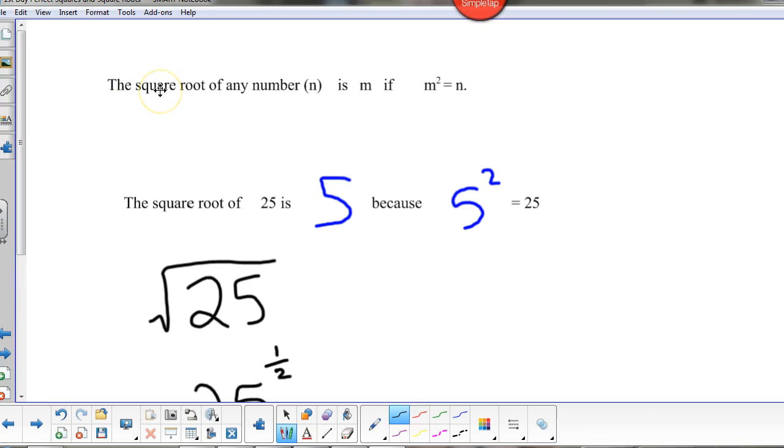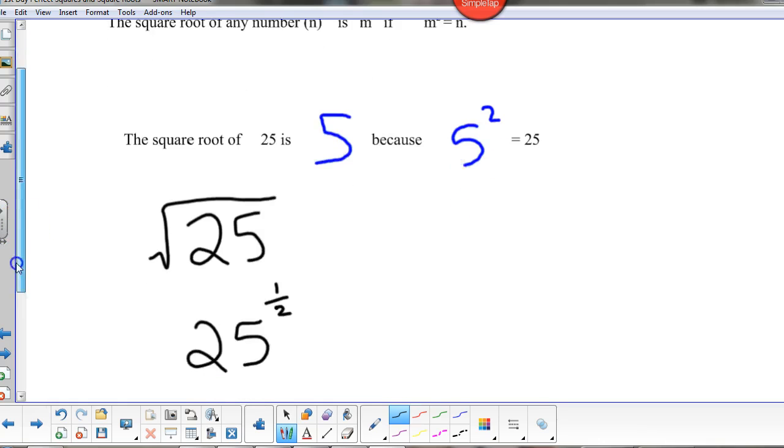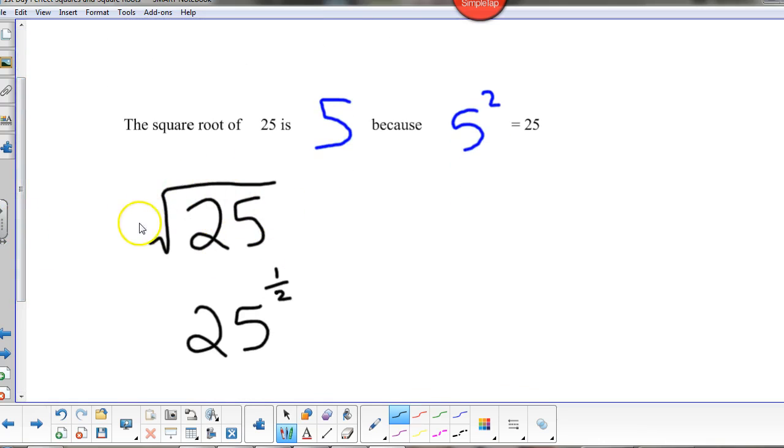So the square root of any number n is m, as long as if you square m, you get n back. So if m squared is equal to n, then the square root of n is m. They are opposites of one another, right? The square root of 25 is 5, because 5 squared is 25. And we know that we write square root of 25 like that, right? Square root symbol, square root of 25, that's 5.